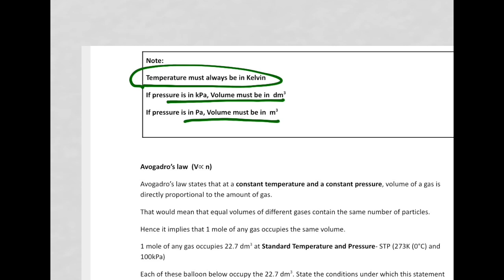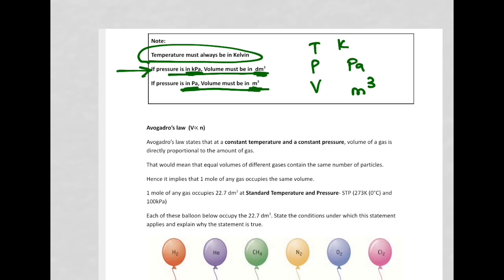IB advises that you keep everything in SI units, which means temperature in Kelvin, pressure in Pascal, and volume in meter cube. But you're going to see that in certain conditions, you can mix them up, but you have to ensure that pressure is in kilopascal and volume is in dm cube. And if pressure is in Pascal, volume must be in meter cube. So keep this in mind.